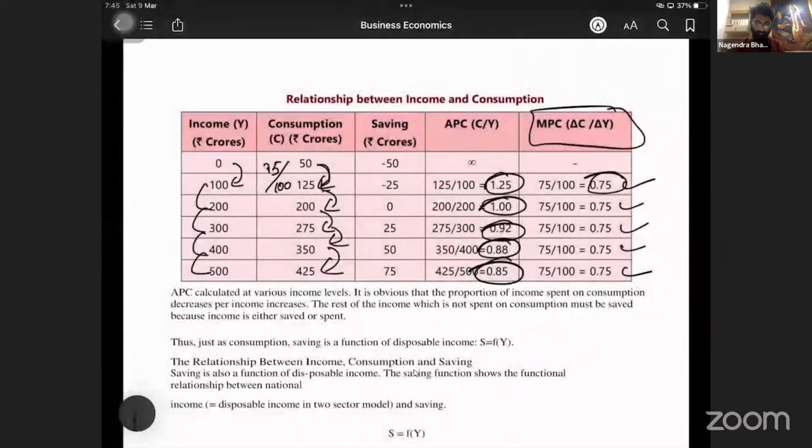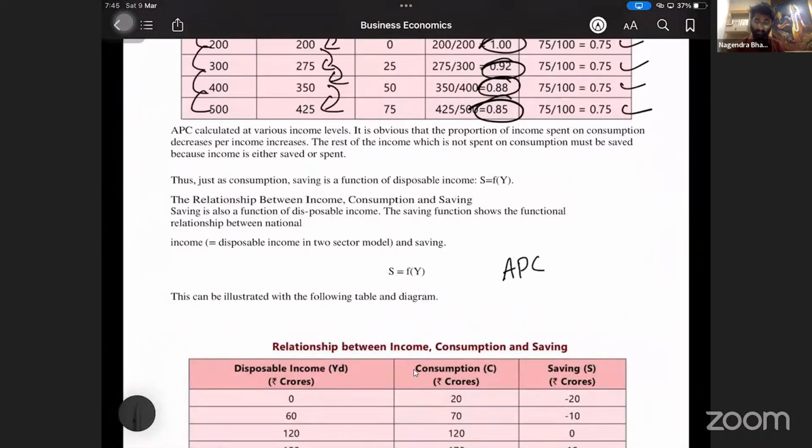I'll tell you. APC is greater than MPC. It is always APC greater than MPC. Remember, APC is always greater than MPC. APC cannot touch MPC. MPC is always less than APC.